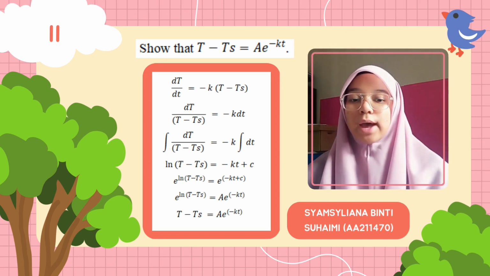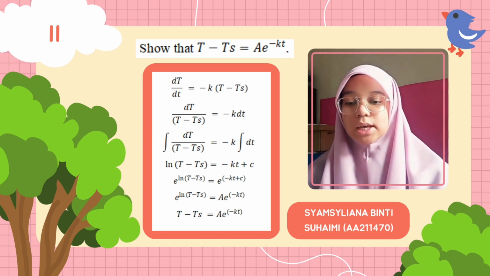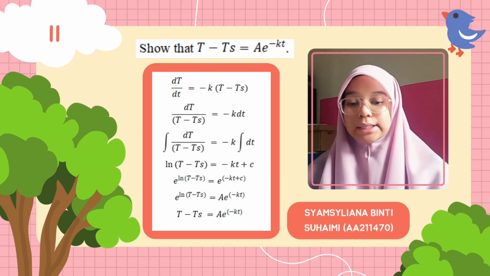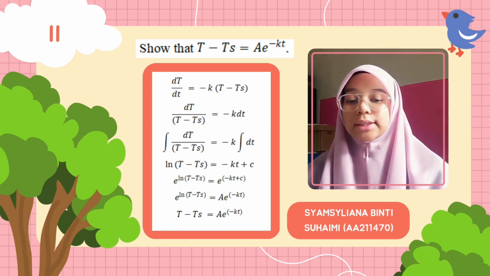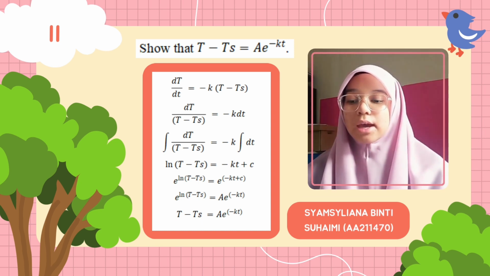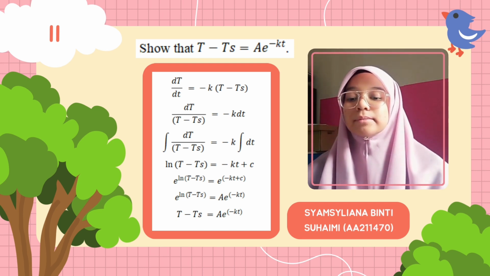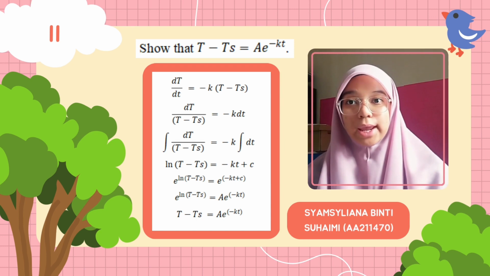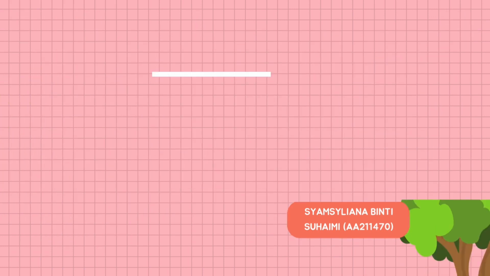Next, we need to apply e to both sides, and we will get e^(ln(T minus Ts)) equals e^(negative kt plus c). So e^(ln(T minus Ts)) equals A e^(negative kt), which will leave us with only T minus Ts equals Ae^(-kt), where A is e^c.